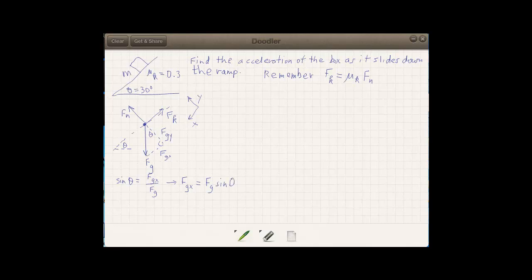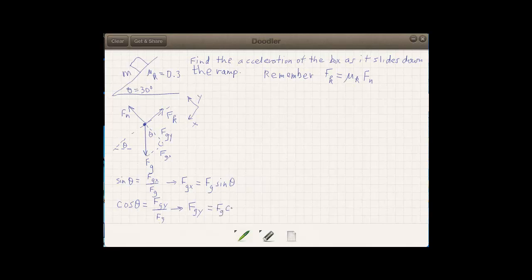And then we move on to the cosine, and by doing exactly the same thing, we can see that the cosine of that angle is the adjacent side to the angle, Fgy, divided by the hypotenuse, or Fg. And one more time, we can solve for the component Fgy, and that's equal to Fg cosine theta.